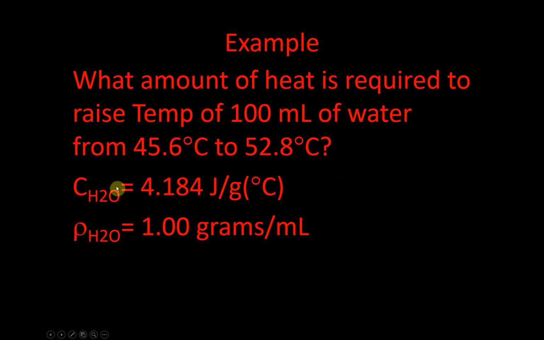If we're to do this, then we need to look up C for H2O. So we would look to a table for the specific heat of water and find that it's 4.184 joules per gram degrees Celsius. So we're going to work in the grams regime for this particular problem. The density of water is 1 gram per milliliter, which turns out to be quite fortuitous. So 100 milliliters basically equals 100 grams, a one-to-one conversion here.